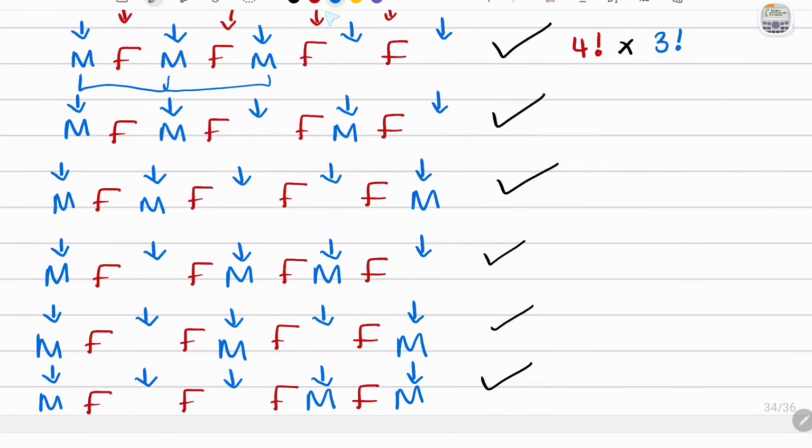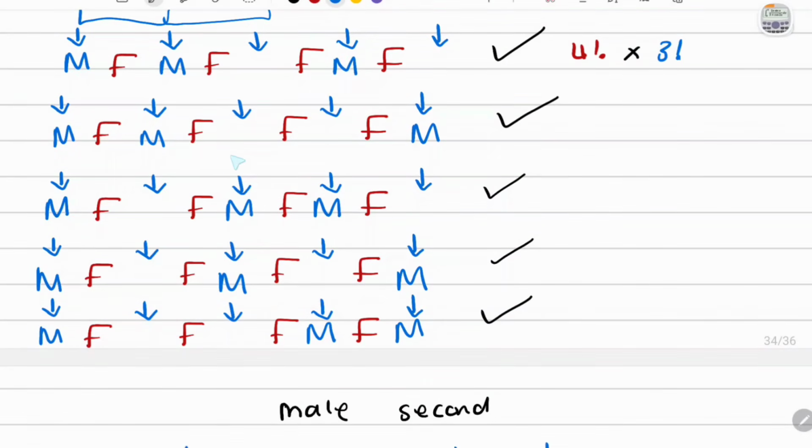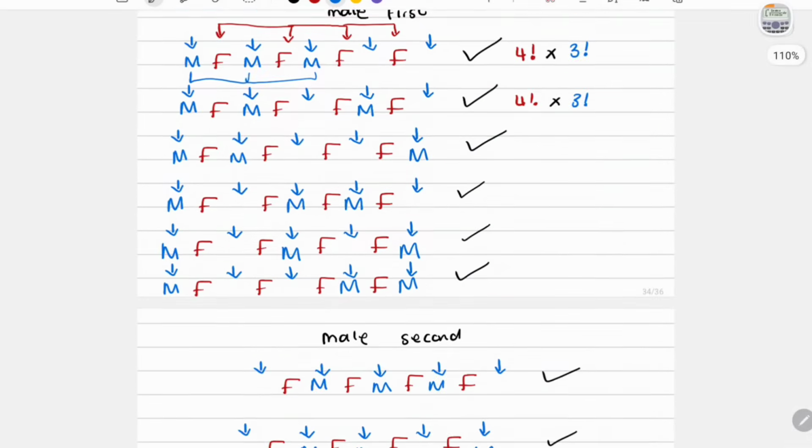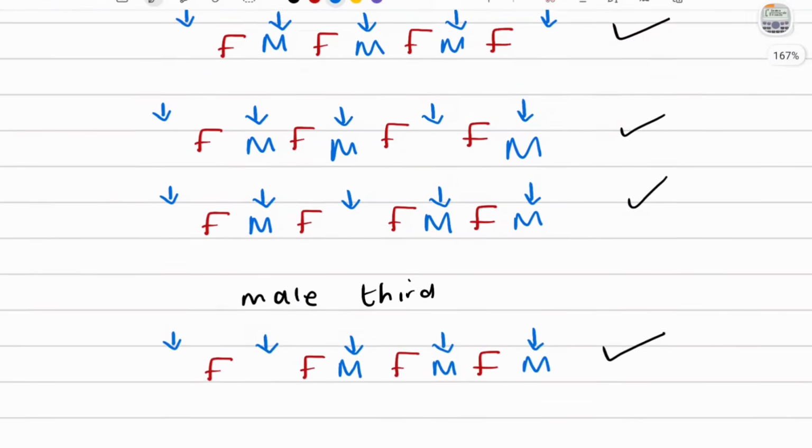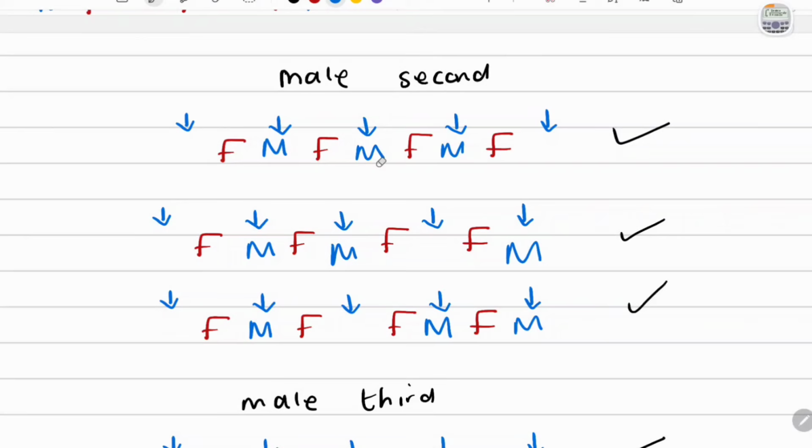And then if you do the same for every other group, you see that it creates the same thing. Because all we're doing is we're saying that the females have to be in these particular positions and the males have to be in those particular positions. So that will also be 4 factorial times 3 factorial. And we'll keep on having the same thing, 4 factorial times 3 factorial. But how many times are we going to have this rule? See, same thing, 4 factorial, the 3 males again, 3 factorial. We're just grouping them in that way.